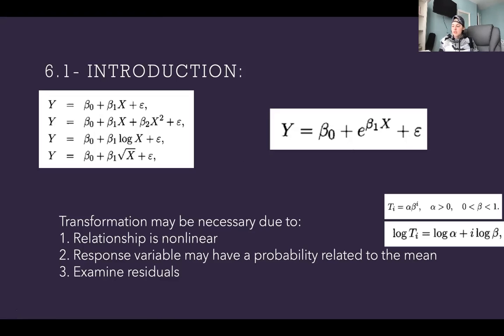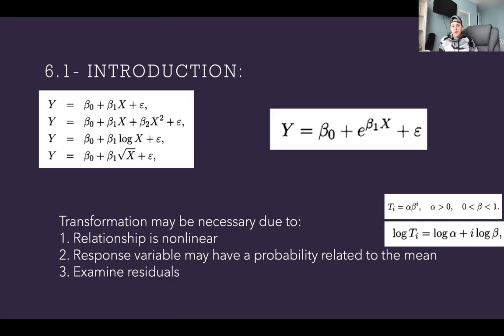So transformations may be necessary for the following reasons. The relationship can be non-linear. So we have this equation right here, which states that it is not linear. This is non-linear, but if we take a logarithm of both sides, we can get a linear model. So the one on the top here is not linear, but if we take the log of both sides, we obtain a linear model.